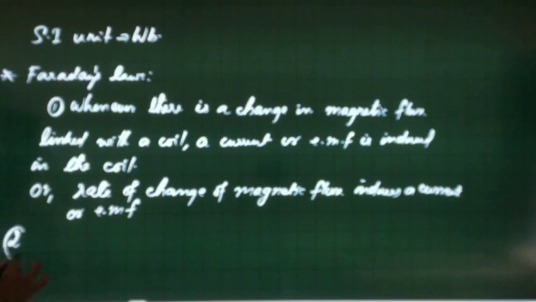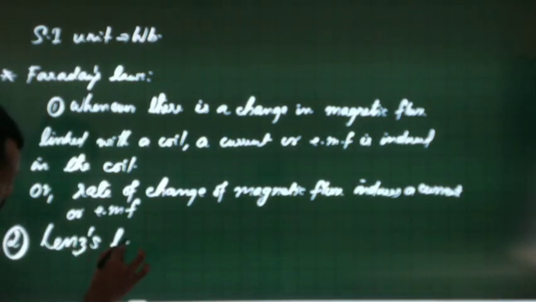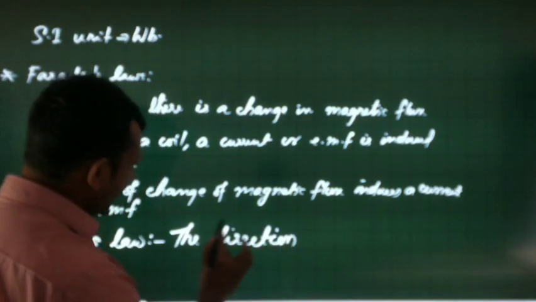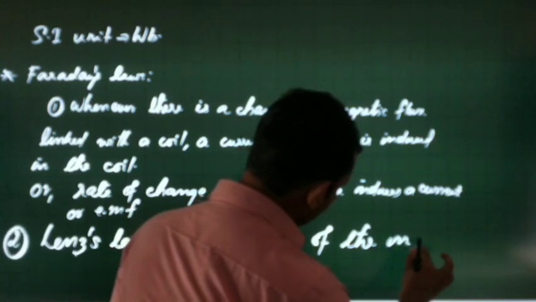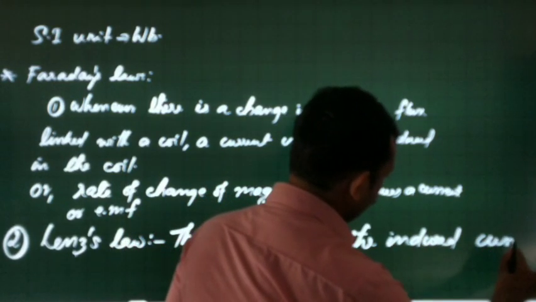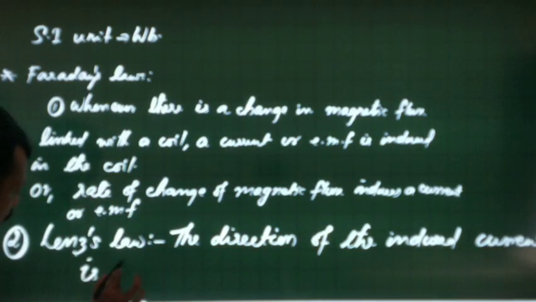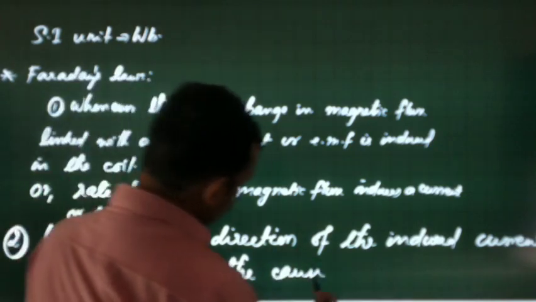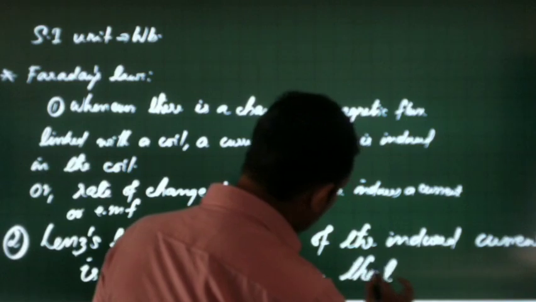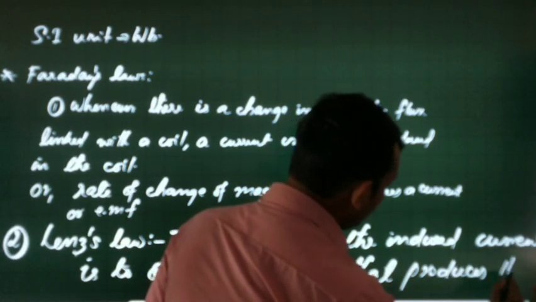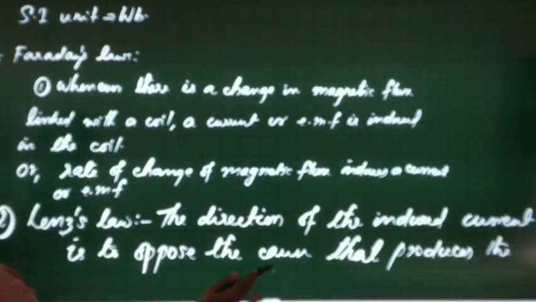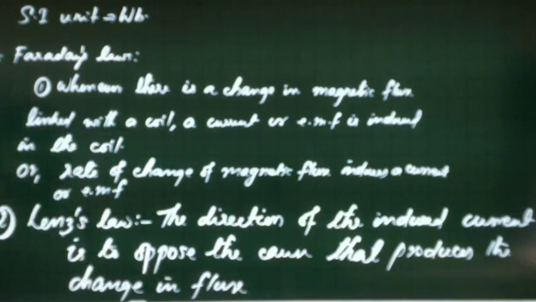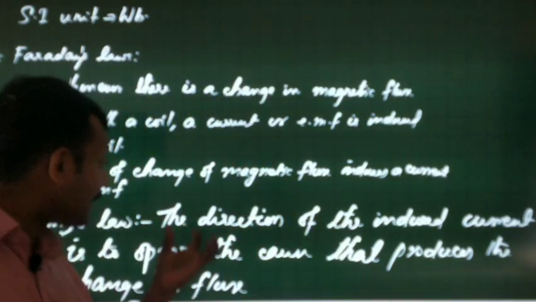The second law is what is called Lenz's law. According to Lenz's law, the direction of the induced current is to oppose the cause that produces the change in flux.